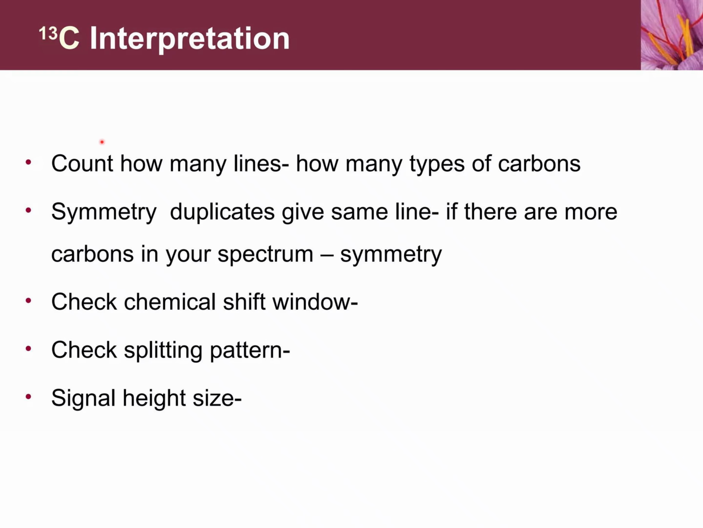So how do we interpret carbon NMR? Count how many lines, meaning how many types of carbon. Symmetry duplicates give the same line. If there are fewer lines than carbons in your structure, then symmetry is present. Then check the chemical shift window, check the splitting pattern, and check the signal height.